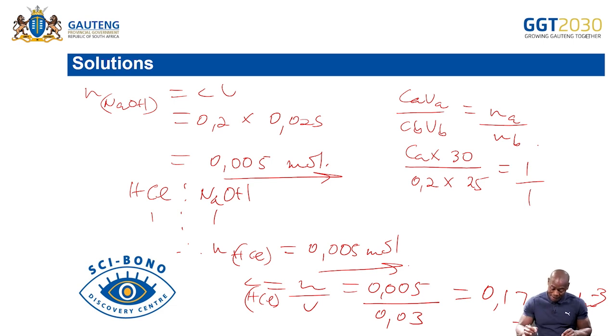So I'm having concentration of an acid equals 0.2 times 25 over 30. So the concentration will be 0.2 times 25 divided by 30, which gives 0.17 mole per cubic decimeter.